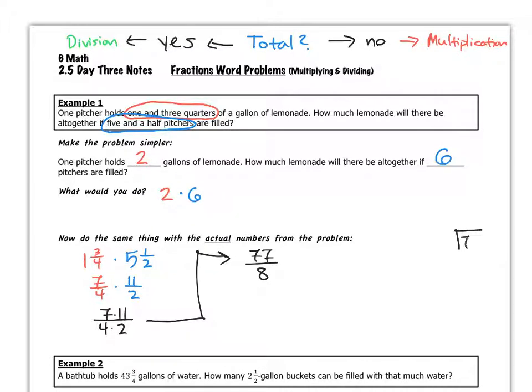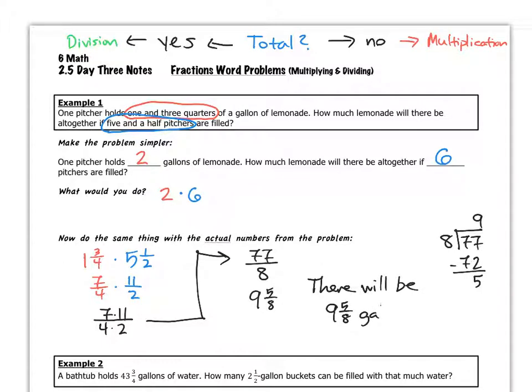Now I want to change that to a mixed number by dividing. 8 will go into 77 9 whole times, and you get a remainder of 5. So the answer here is 9 5/8. Now let's go ahead and write this in a sentence with labels. So we could say for this problem that there will be 9 5/8 gallons in all.